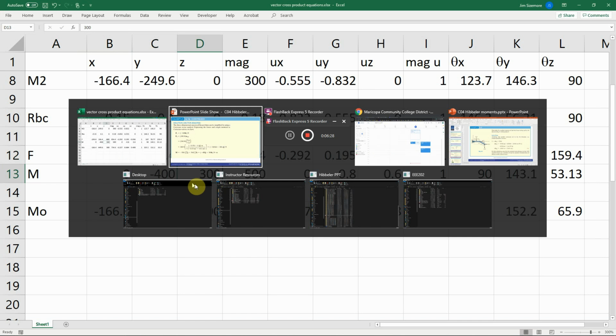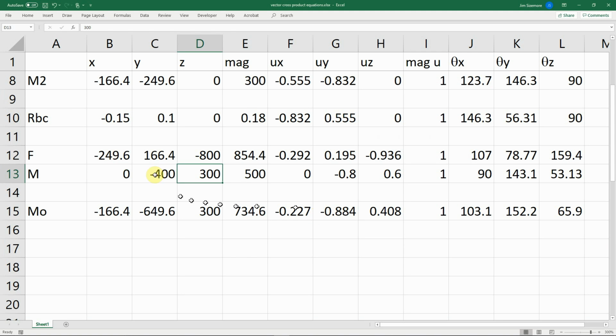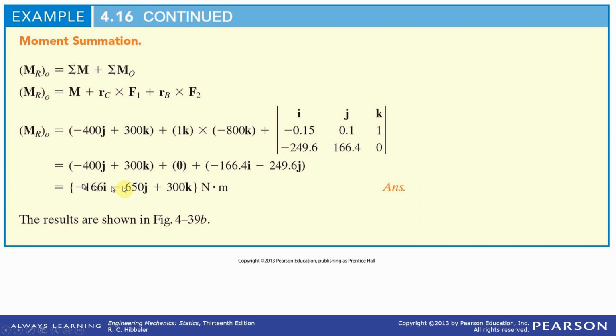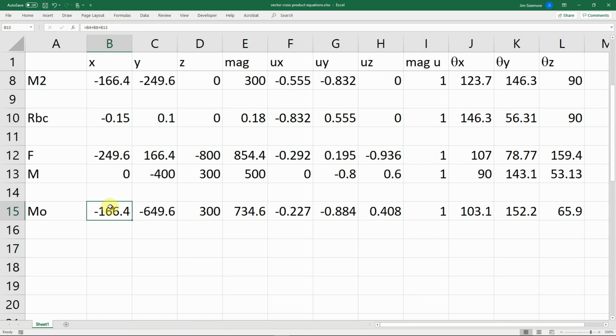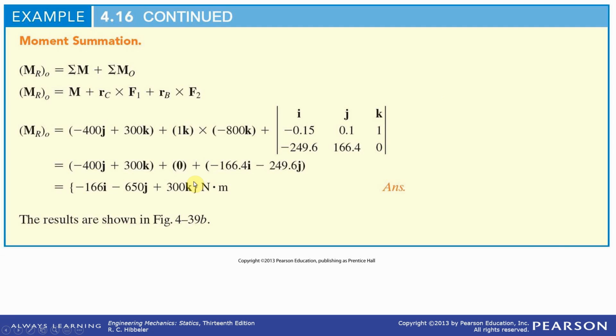And finally, add up all the forces: negative 250, 166, negative 800. So far, so good. Total moment: negative 166, negative 650, 300. Okay, so far, so good.